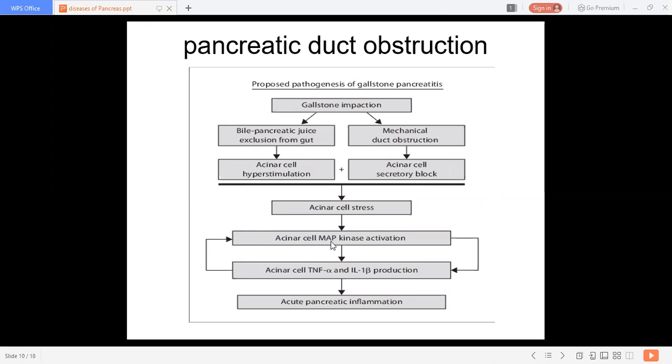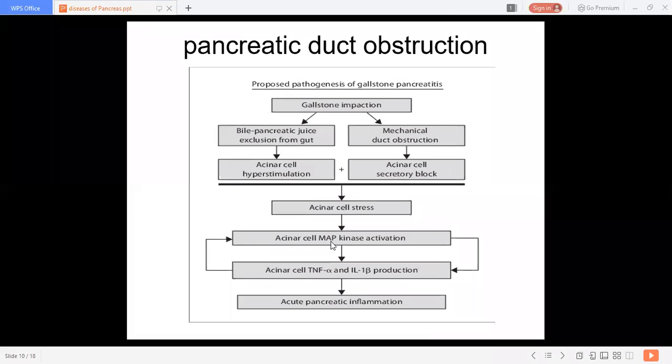Again, it is an inflammatory mediator. This MAP kinase activation will give rise to release of tissue necrotizing factor alpha and interleukin 1B production, which is a cytokine. And it will lead to acute pancreatic inflammation. Pancreatic duct obstruction leads to acute pancreatic inflammation.